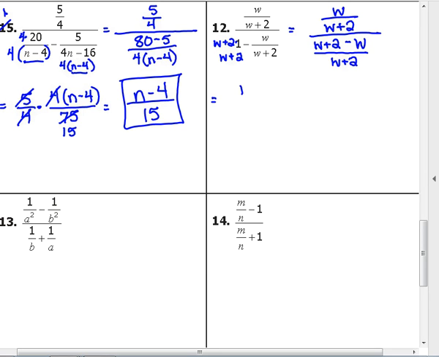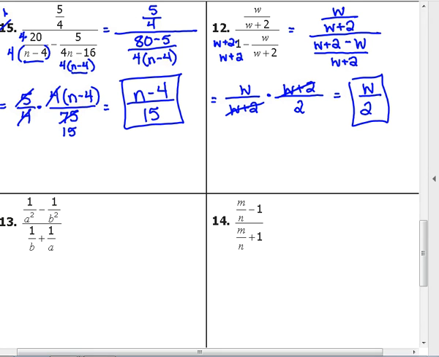Okay. So let's see here. We've got w over w plus 2. Keep the top the same. Flip the bottom over and multiply. So w plus 2 is now in the numerator. When we simplify that, w plus 2 minus w, that just leaves us with 2. So the w plus 2's will cancel, and this all simplifies down to w minus 2. All right, let's keep going.